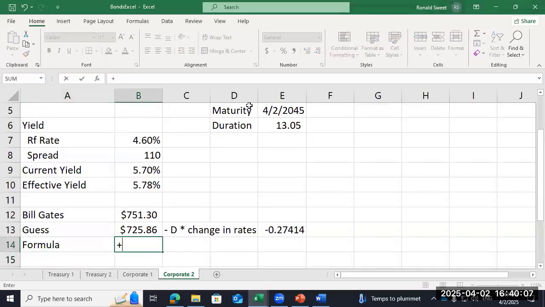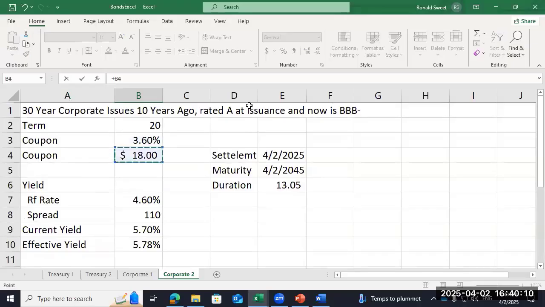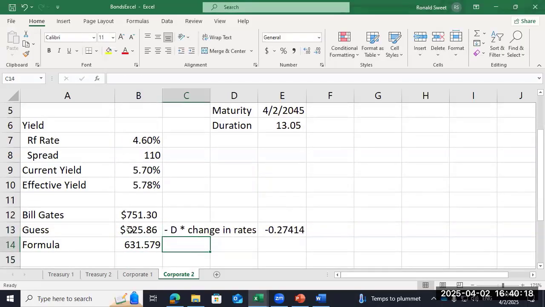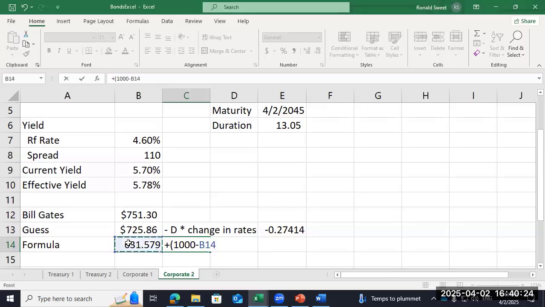Say, what if we got this coupon, $18 for all of eternity? So we divide it by the yield. We have to divide by 2 because it's twice a year. That's worth 631.579. But we also get in 10 years $1,000, but we don't get this after year 10. So we subtract that out, divide all that by 1 plus the rate divided by 2, raise it to 20th.